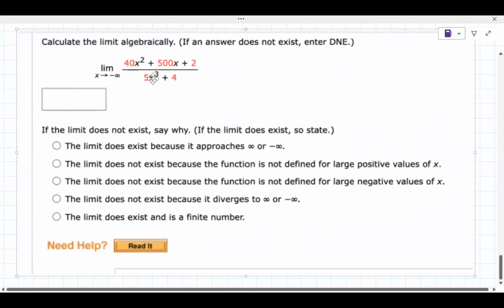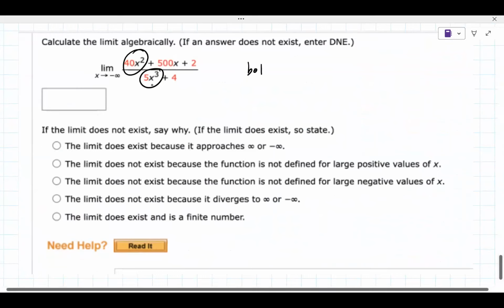All right. So this one is bottom heavy again. So when it's bottom heavy, it always goes to zero. And that it does exist. It is a finite number. Got it.